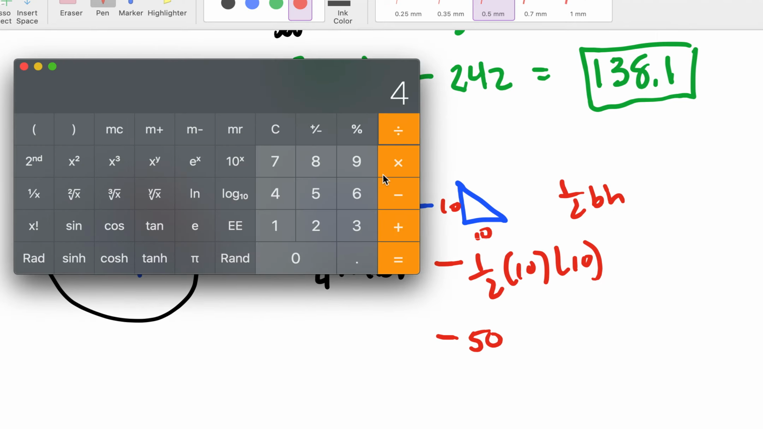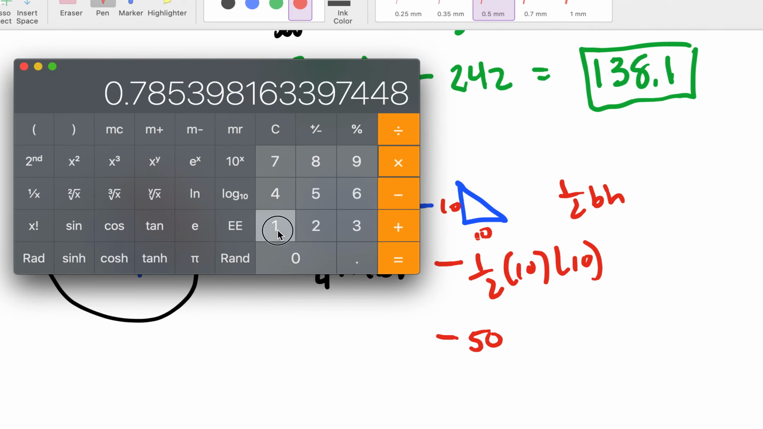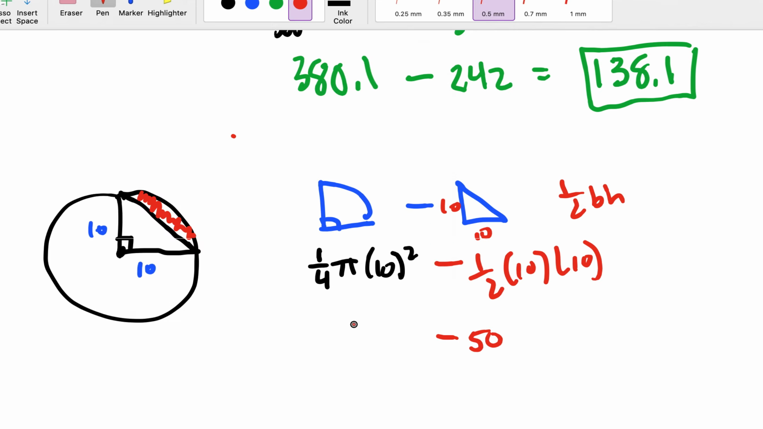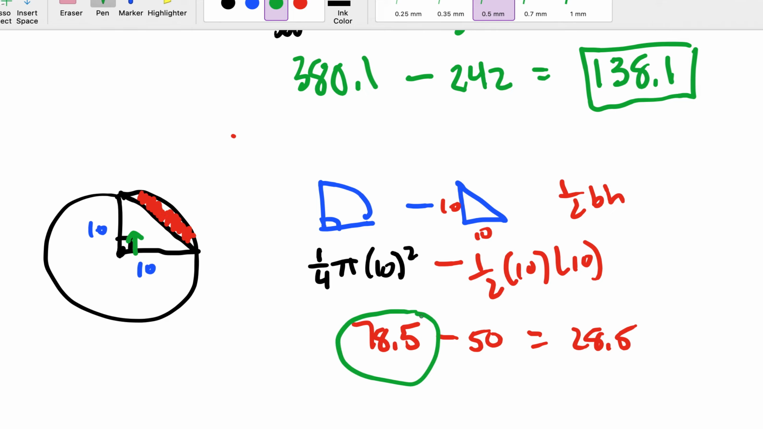1 divided by 4 times pi times 10 times 10. Pi r squared times 1/4. 78.5. So 78.5, take away the 50, is 28.5. So this little piece we're looking for would represent 28.5. The triangle would represent 50, and together 50 plus 28.5 would make 78.5, which was the area of our sector.